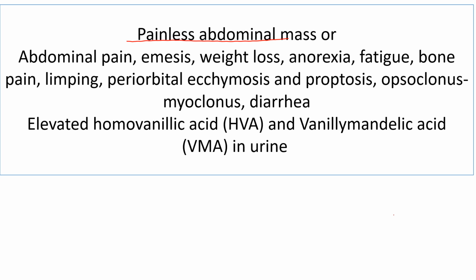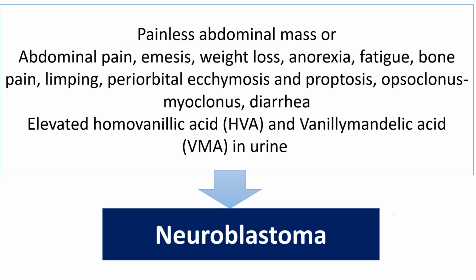Painless abdominal mass. Or another presentation: abdominal pain, emesis, weight loss, anorexia, fatigue, bone pain, limping, periorbital ecchymosis and proptosis, opsoclonus, which is a fast and quick movement of the eye, myoclonus, twitching of groups of muscles, diarrhea, elevated homovanillic acid and vanillylmandelic acid in urine. What is the most likely diagnosis? Neuroblastoma. Neuroblastoma can present with painless abdominal mass or these symptoms.